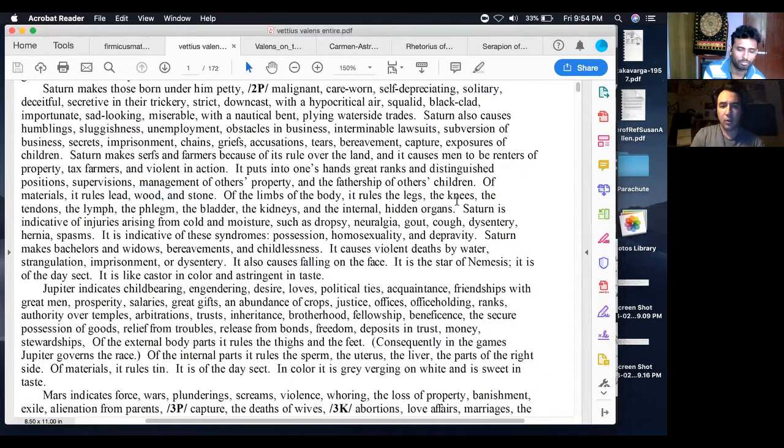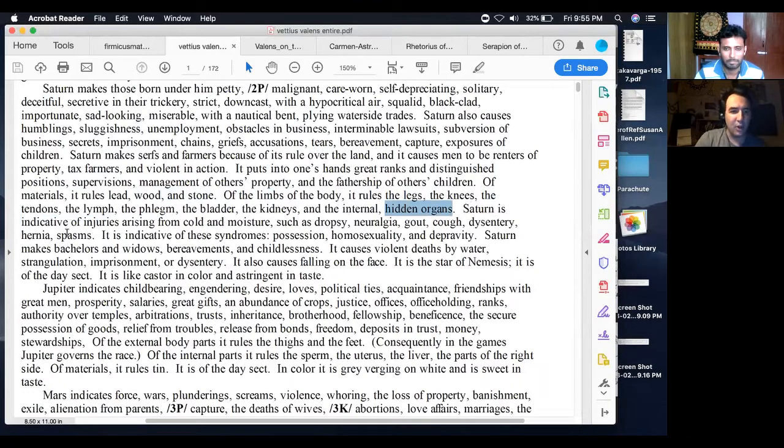In the body, it rules legs and knees because of Capricorn. Tendons, which I don't really fully agree with. Lymph, I don't agree with at all. And phlegm, no, because usually these are associated with the moon. So I sometimes wonder if there's corruption in some of these texts, because that just doesn't make sense. Bladder, yes. Kidneys is more commonly associated with Venus. Hidden organs make sense, of course, because Saturn does conceal things. Again, dark and cold, far out there. What is it hiding, you know?